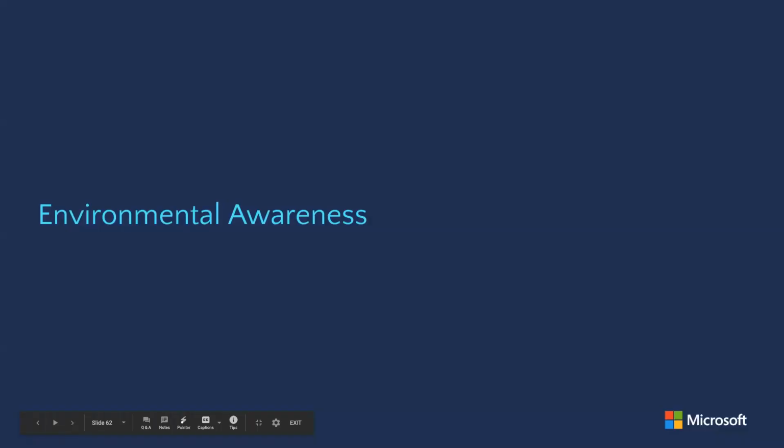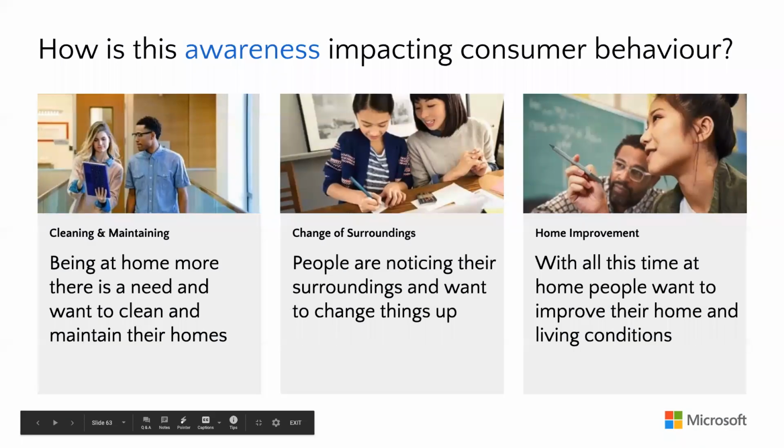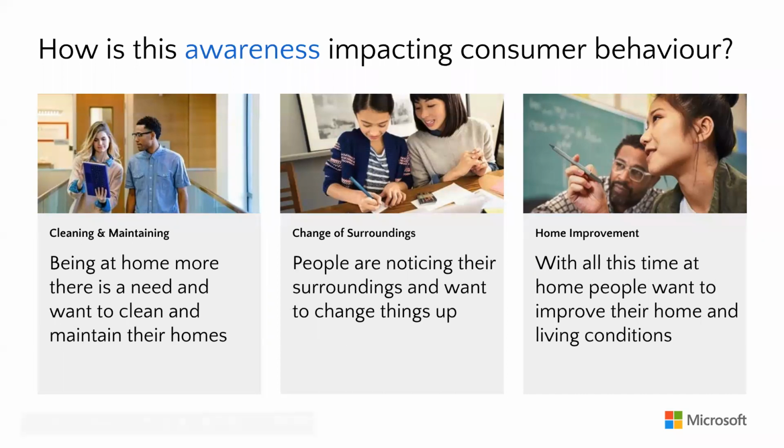So we look at the third theme now, environmental awareness. It breaks into three areas, I would say. First, cleaning and maintaining. People are more at home. They want to clean and maintain their homes, because they're essentially stuck looking at it. Then you have change of surroundings. Again, people are at home, they're looking around, seeing how they're decorating their house, and they want to change things up. And then you've got home improvement.